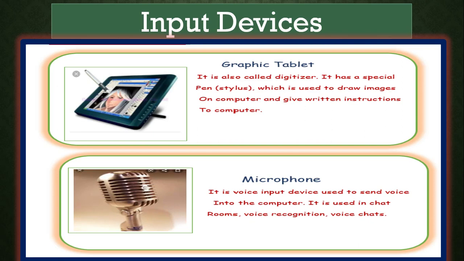Next is microphone. It is a voice input device used to send voice into the computer. It is used in chat rooms, voice recognition or voice chats. So microphone is a voice input device. Basically it is used to send our voice into the computer, and it is used for voice conversations, voice recognition, voice chats or in chat rooms.